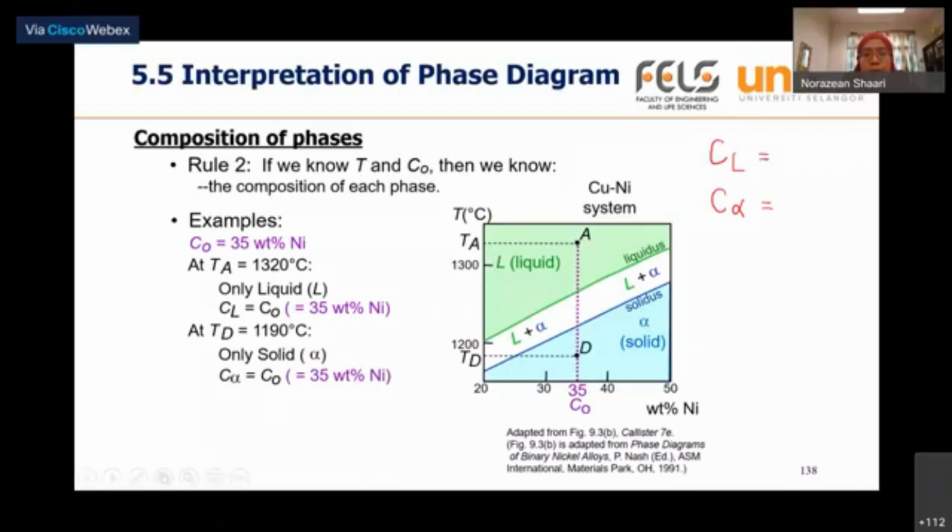But at point B, phases present adalah liquid and solid. So bila ada liquid and solid, composition yang perlu kita cari adalah untuk kedua-duanya, C liquid and C solid alpha. So macam mana nak cari composition dekat point B ni untuk liquid berapa persen, solid berapa persen, because fasanya adalah liquid and solid. So kita kena draw tie line.